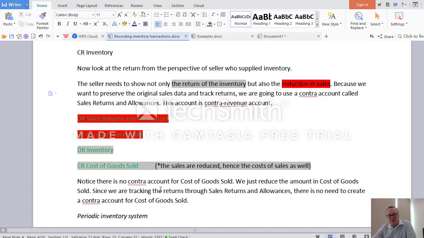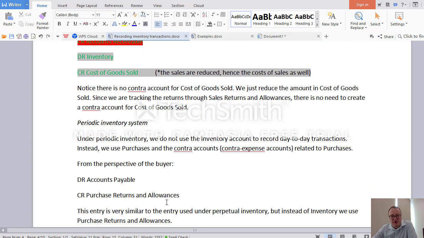What about a periodic inventory system? With a periodic inventory system, no inventory is involved, so you look from the perspective of the buyer. He will just reduce his liability, debit accounts payable, and there were purchases. Purchases is the expense account. Now his expense is smaller because he returned the item and doesn't need to pay for it. So it will be a contra expense account called purchase returns and allowances. The normal balance in it would be credit.